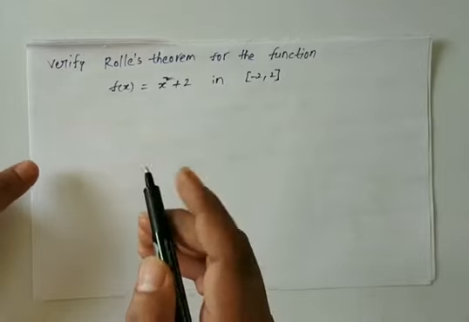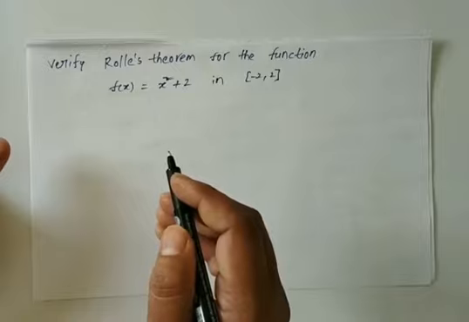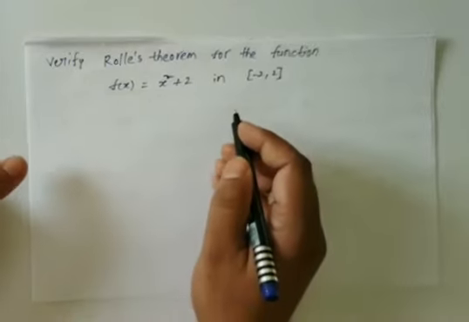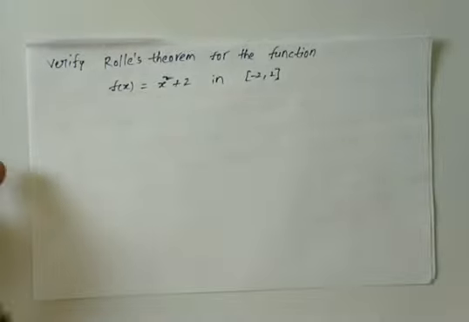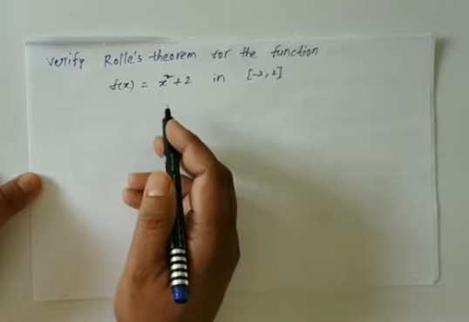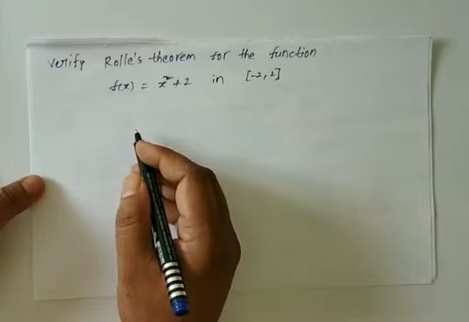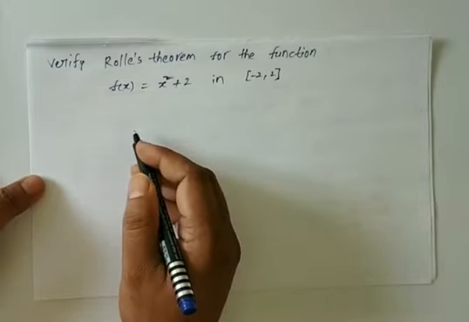First thing, we will check whether it is continuous or not in the closed interval minus 2 comma 2. Second thing, we will check whether it is differentiable or not in the open interval minus 2 comma 2. Third thing, we will check whether f of minus 2 is equal to f of 2 or not.